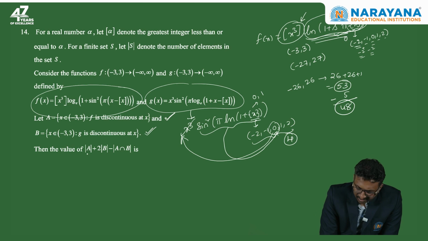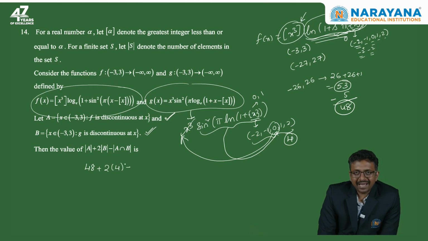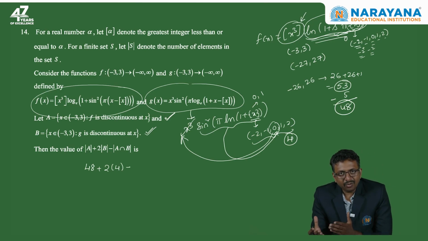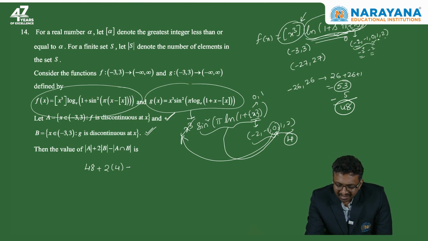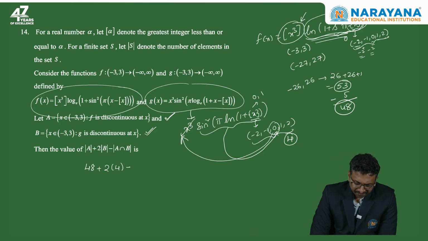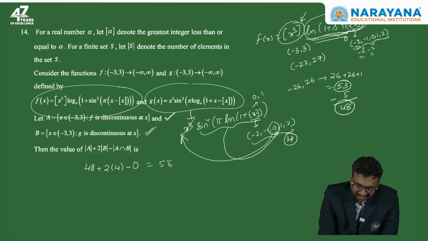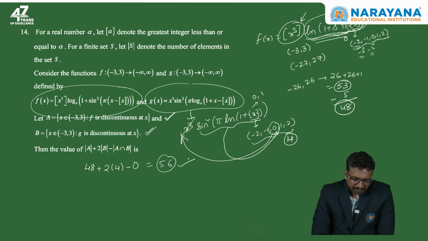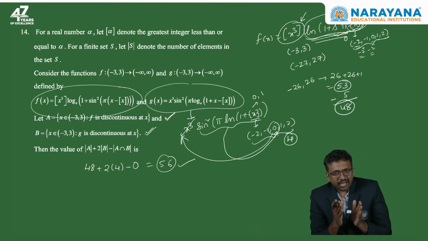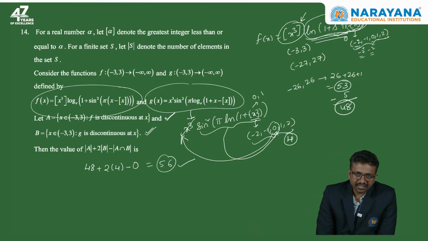So the number of discontinuities is n of A plus 2 times n of B minus n of A intersection B, which is 48 plus 2 times 4 minus n of A intersection B. If you can see, there are no points of common discontinuity, because when x becomes these points, we have observed that there is no discontinuity since this particular function is managing the discontinuity. So minus 0. So 48 plus 8, which is equal to 56. So the value of n of A plus 2 times n of B minus n of A intersection B is 56, which is the answer.